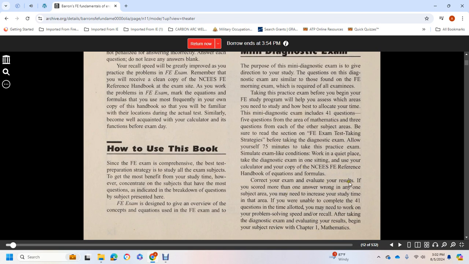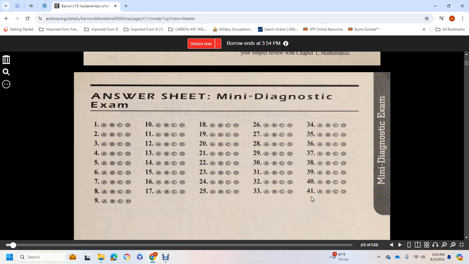Correct your exam and evaluate your results. If you scored more than one answer wrong in any one subject area, you need to increase your study time in that area. If you are unable to complete the 41 questions in the time allotted, you need to work on your problem-solving speed or recall. After taking the diagnostic exam, evaluate the results. Begin your subject review in Chapter 1, Mathematics.